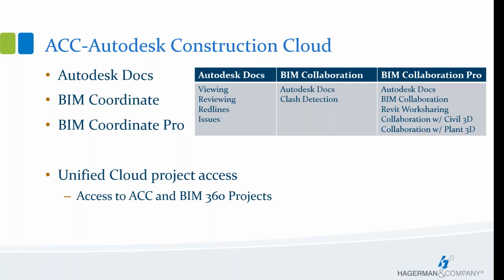And then BIM Collaborate Pro is the next evolution of BIM 360 Design. It includes all the functionality of BIM Collaborate, as well as the collaboration services for Revit, Civil 3D, and Plant 3D. So each one builds on top of the other. BIM Collaborate Pro is for those that are designers and authors who require anytime, anywhere co-authoring and access for Civil 3D, Plant 3D, and Revit.